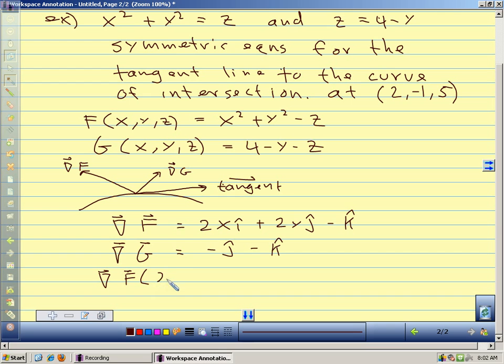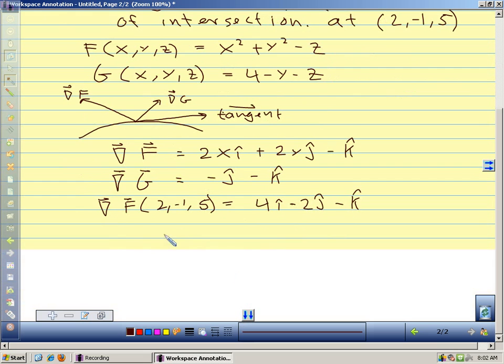So del F at our point is going to be 4i minus 2j minus k. All right. And del G at our point is just going to be minus j minus k.